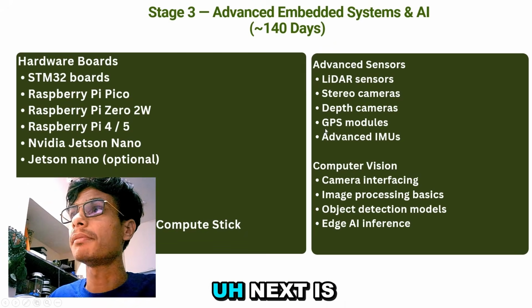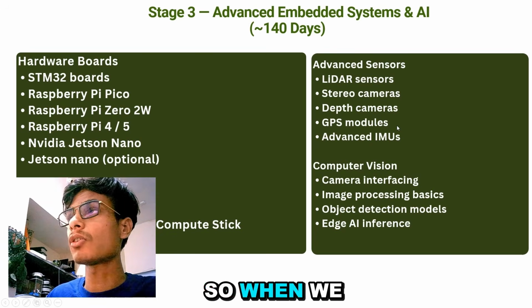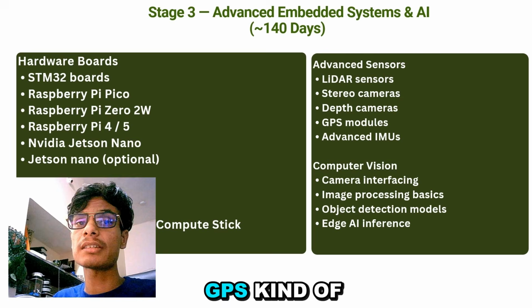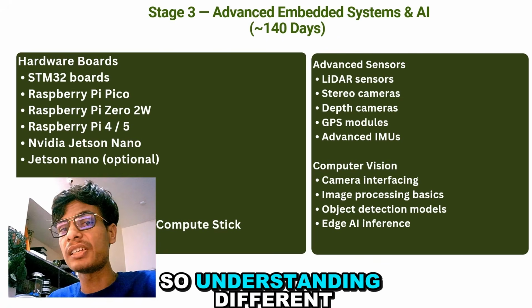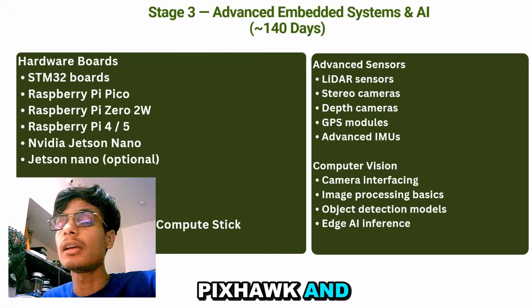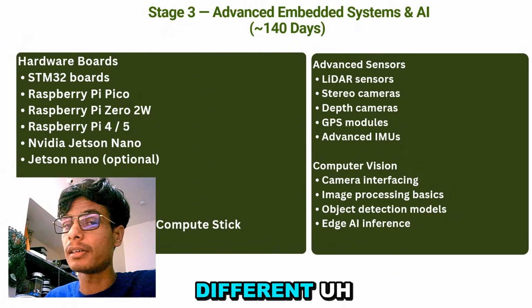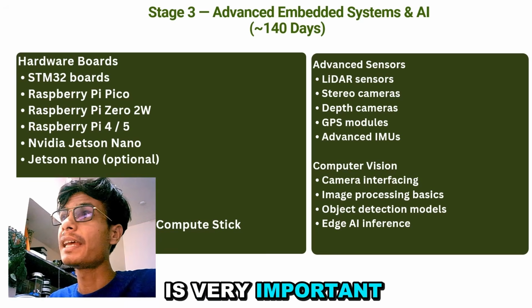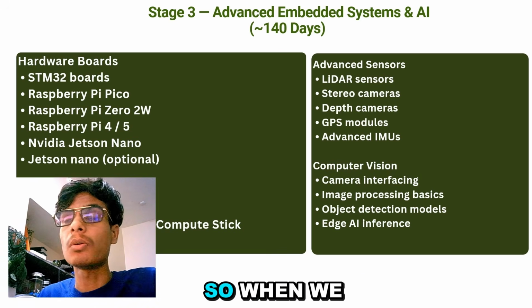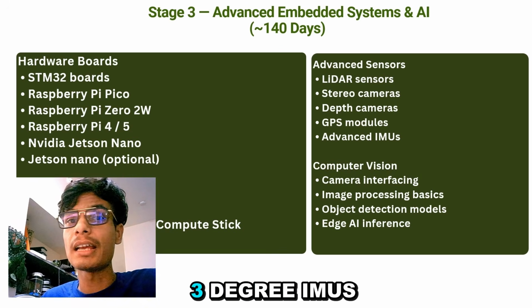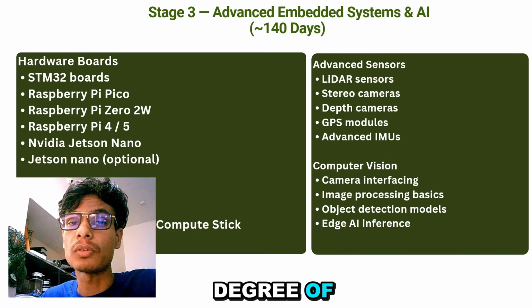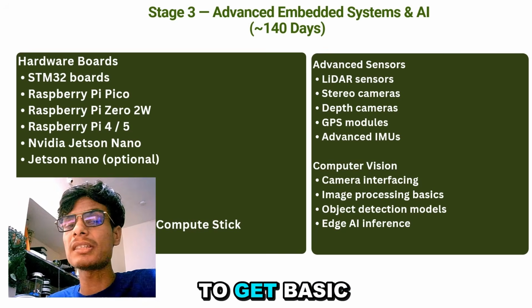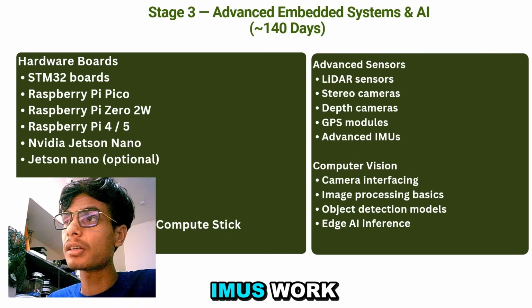After this, next is the GPS module. When we are talking about drone technology or some autonomy based on a GPS kind of system, understanding different GPS modules and integrating them with different controllers like Pixhawk and all those kinds of things is very important. Next is advanced IMU. When we are talking about 6 degree, 3 degree IMUs, there are more, for example, 9 degree of freedom IMUs. So you need to get a basic understanding of how IMUs work.